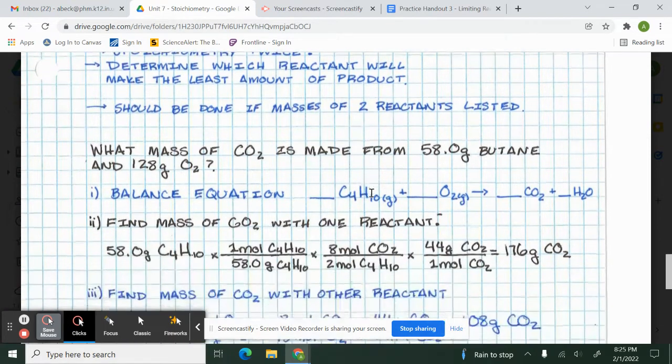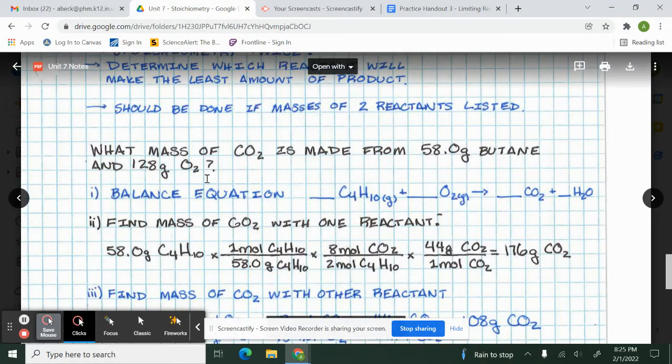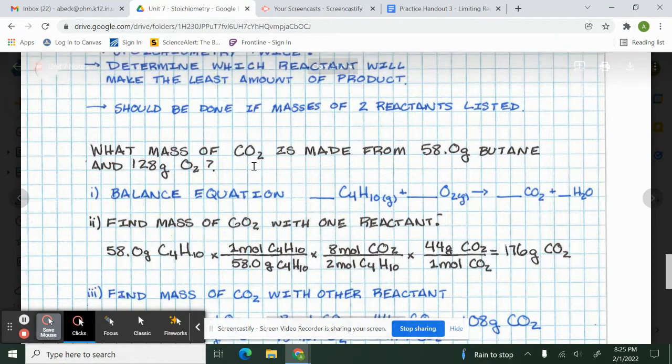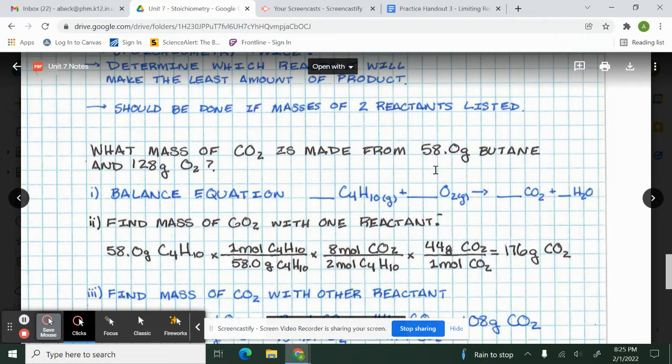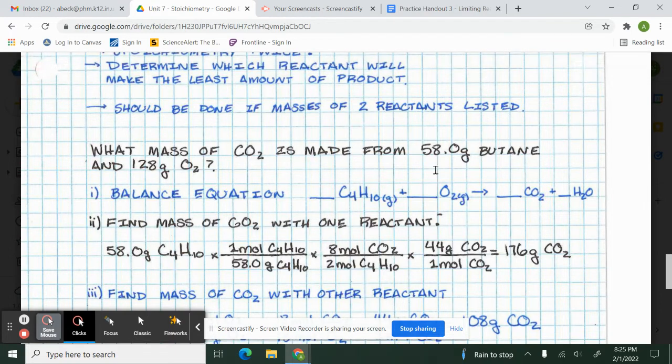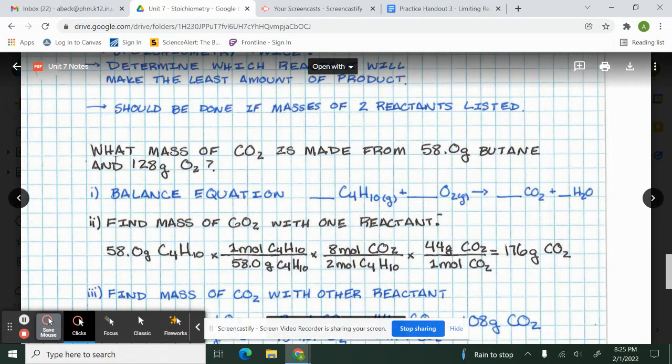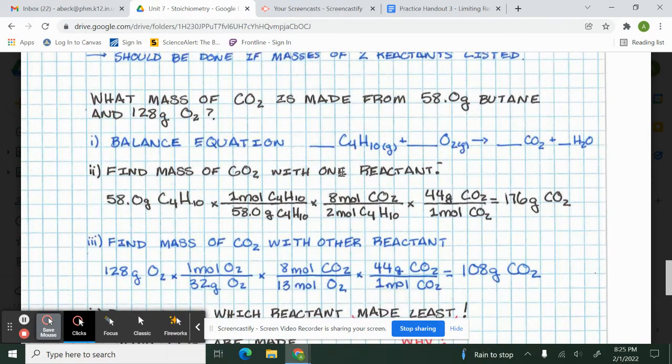And so the way that this is going to work is if we start looking at this little thing right here: what mass of CO2 is made from 58 grams of butane and 128 grams of O2? So it's our little example right here. All right, you can see right there. First things first, we got to balance the equation. Butane, here's butane, there's O2.